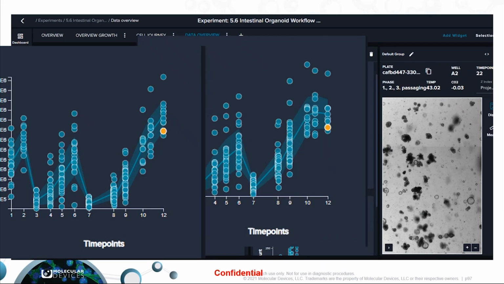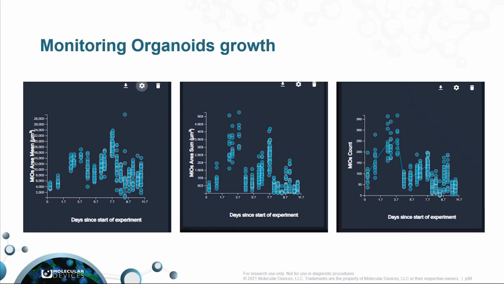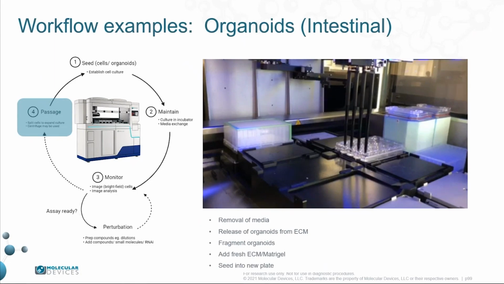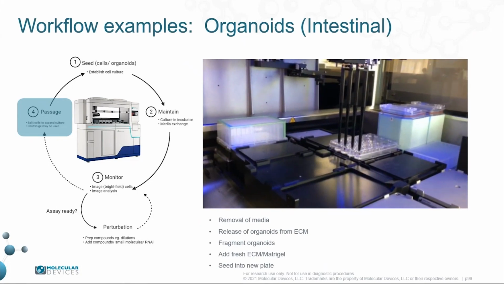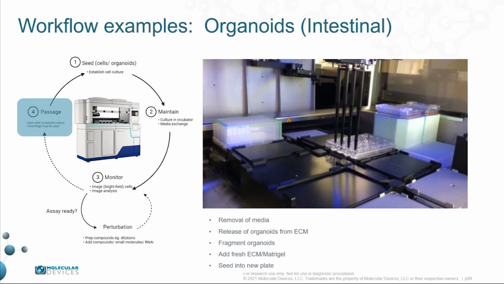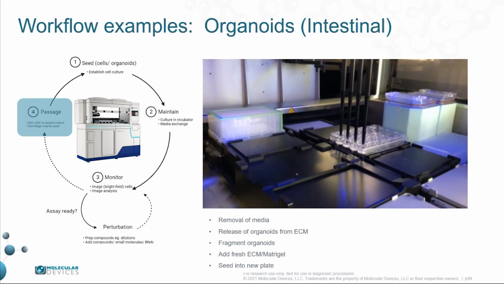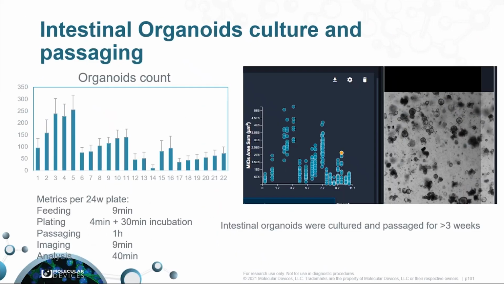The images of organoids can be monitored at the desired time point. For example, we did it every 24 hours, and then the instrument and software build the plots which you can observe. The instrument can also do automated passaging, which many of you know is a challenging process. So we developed protocols which allow us to automate this step.